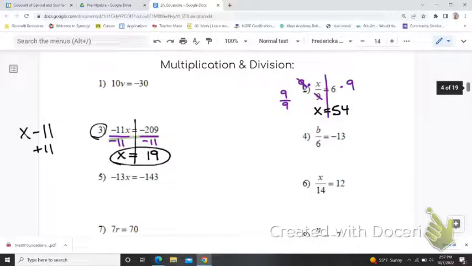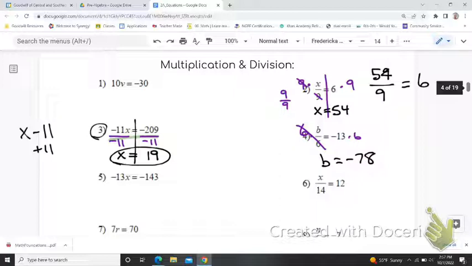You can check these also. 54 divided by 9, yes, that is 6. So that kind of helps me know for sure that it worked. So if there's a fraction, you're going to multiply by what's in the denominator of that fraction. So then this would be b is negative 78.